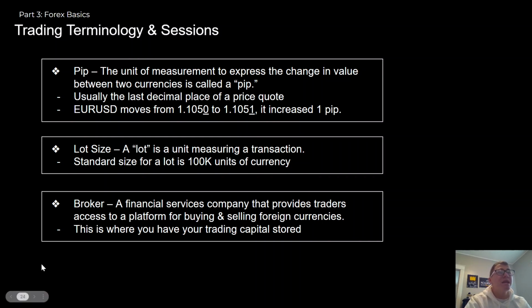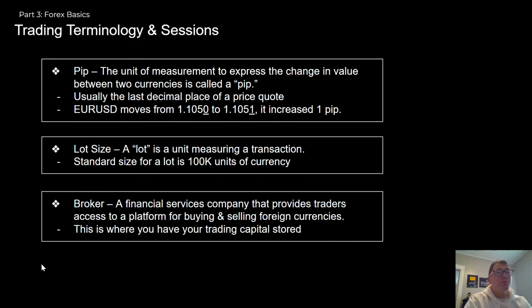So the first term is a pip. A pip is the unit of measurement to express the change in value between two currencies. It's usually the last decimal place of a price quote. So in the last video, I discussed that Forex currencies are quoted in pairs, and right next to Euro USD was a number, like 1.1 something something, okay? That is called the exchange rate. The fluctuation of that exchange rate as it goes up or down, the way you measure that is with pips.